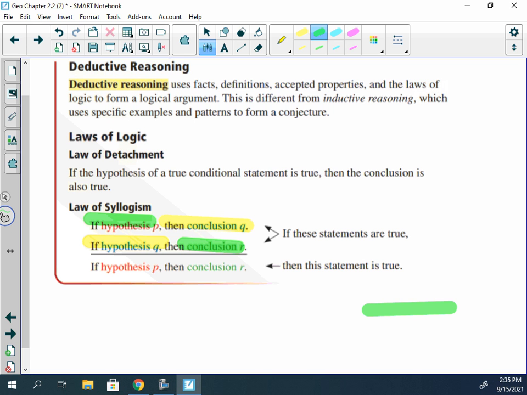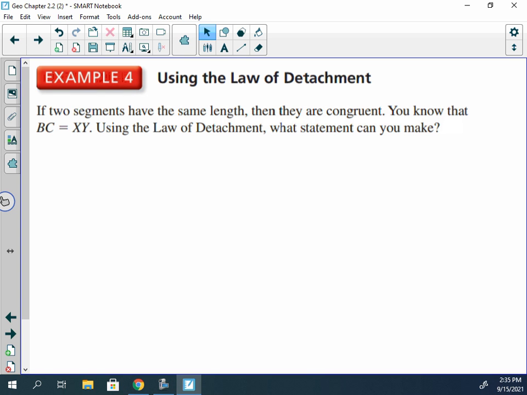So let's look at the first one here, using the law of detachment. The conditional statement they give us: if two segments have the same length, then they are congruent. You know that BC equals XY. Using the law of detachment, what statement can you make? Well, BC equals XY. That tells me that the length of BC is equal to the length of XY. We don't know what they are, but we do know that they are equal. They have the same length, yes?